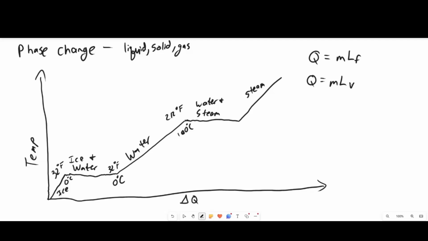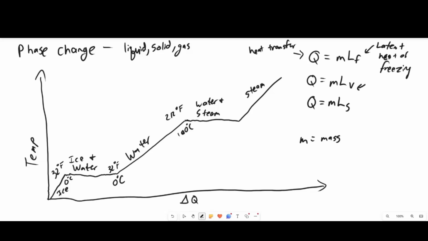And there will be a heat transfer equation for each different transition state. So M is always the mass. The Q is always the heat transfer. And this L is called the latent heat. LF is the latent heat of freezing. LV is the latent heat of vaporization.